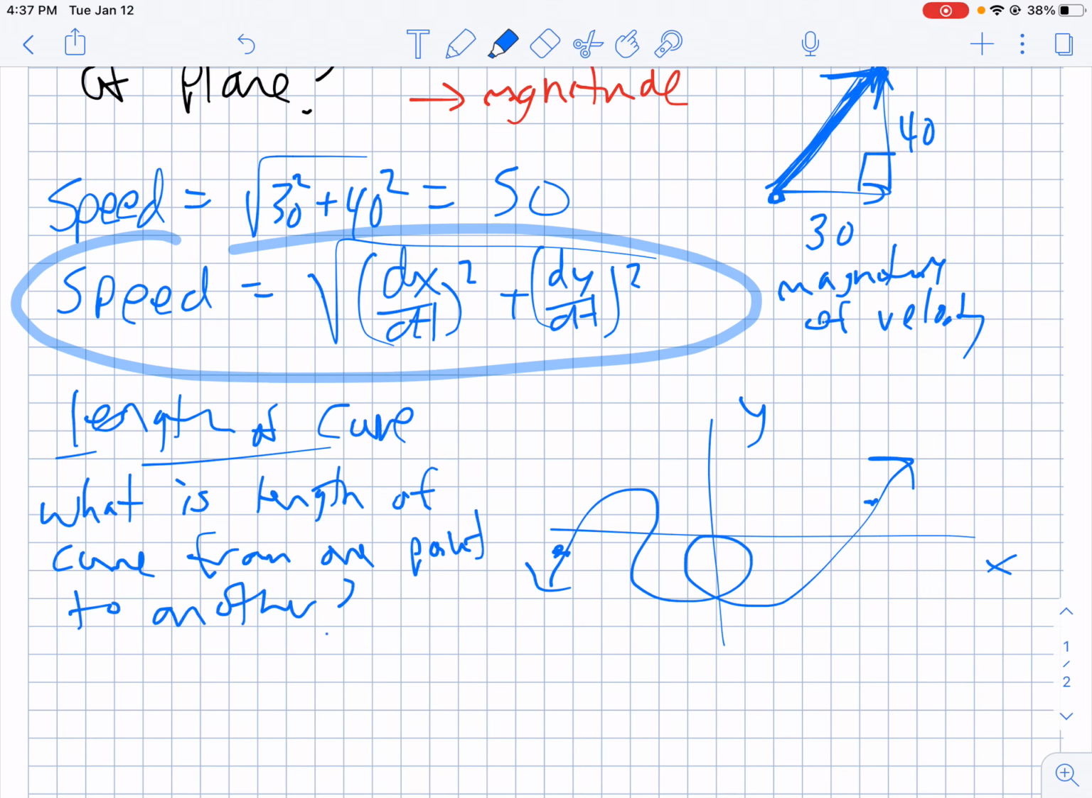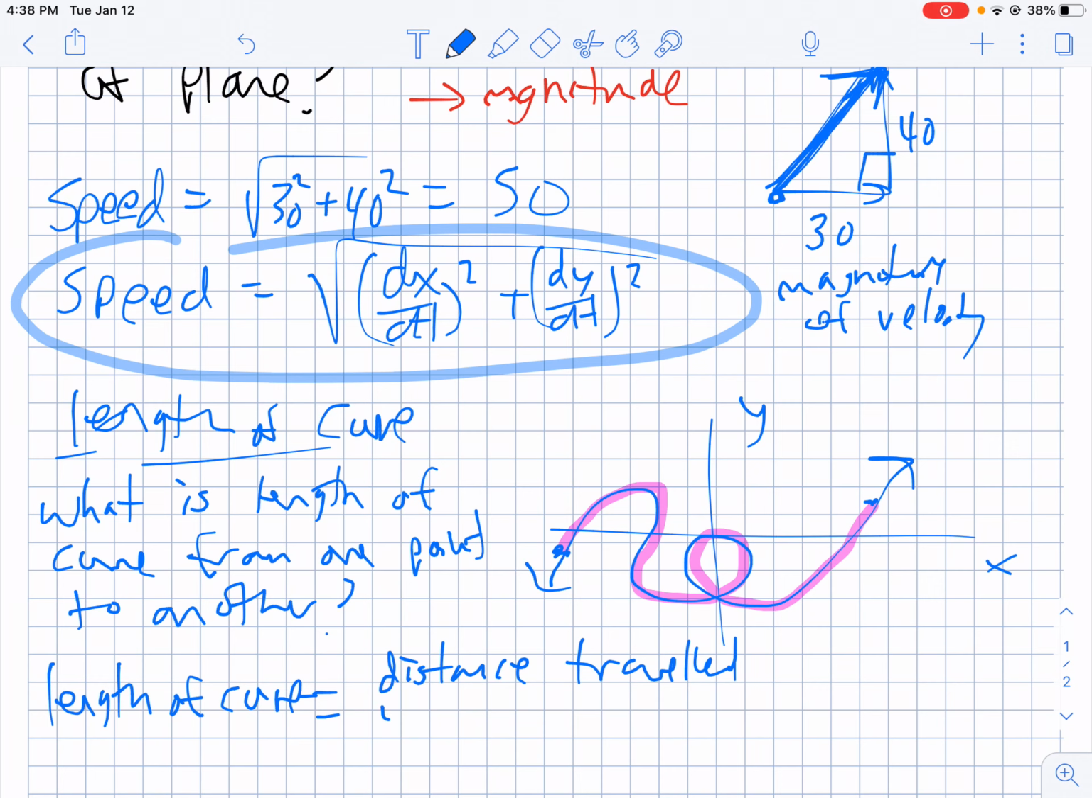Basically, if we were to lay a piece of dental floss along the curve from one point to the other, and then straighten that floss out, how long would it be? That's what we mean. What is the distance along there? Thinking about this, the length of the curve is equal to the total distance traveled by someone walking along the curve.